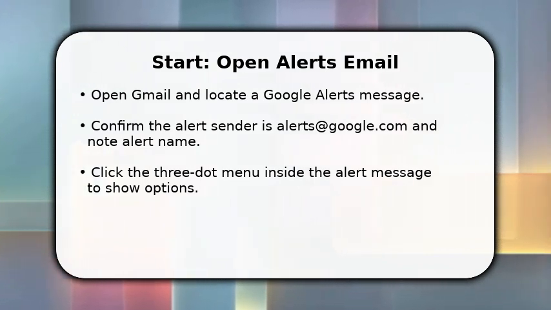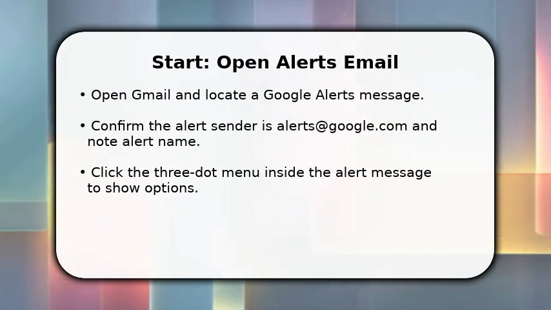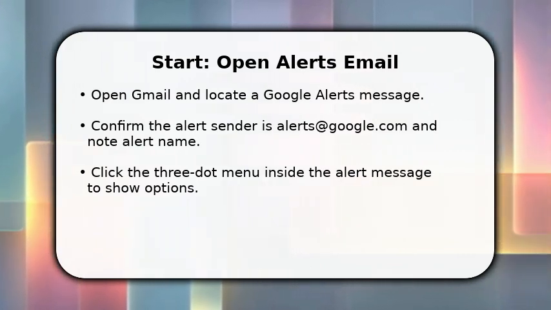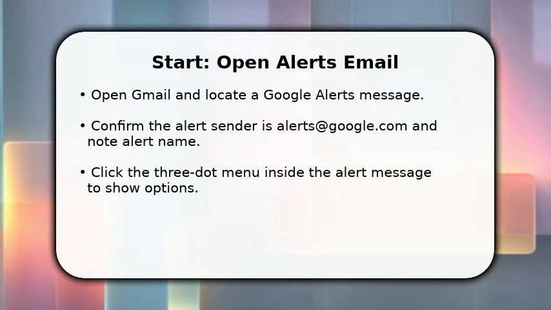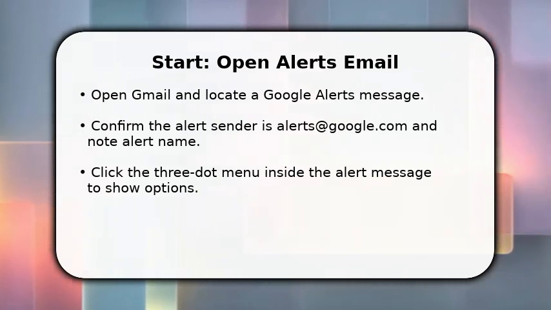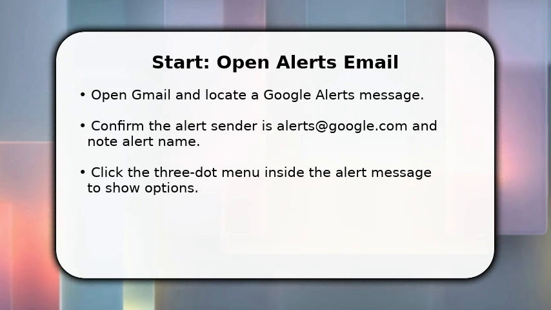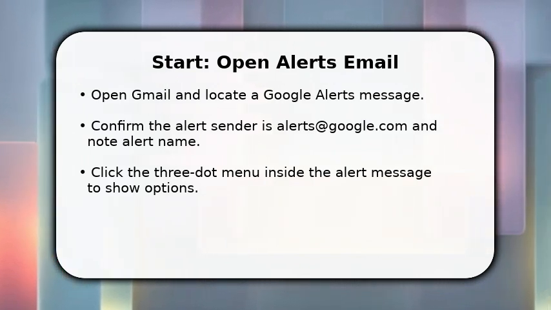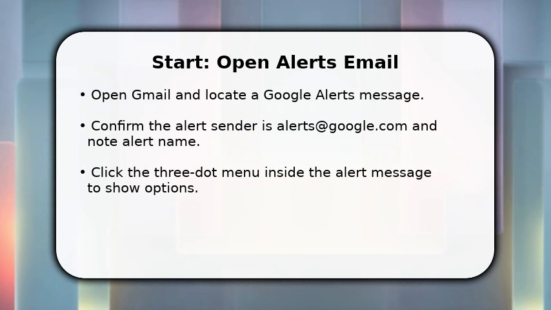Next, click the message three-dot menu to access message actions. This reveals reporting and filtering options you'll use. This step prepares Gmail to either mute that alert or route it, and it speeds everything up because you're working from the actual alert rather than hunting settings.